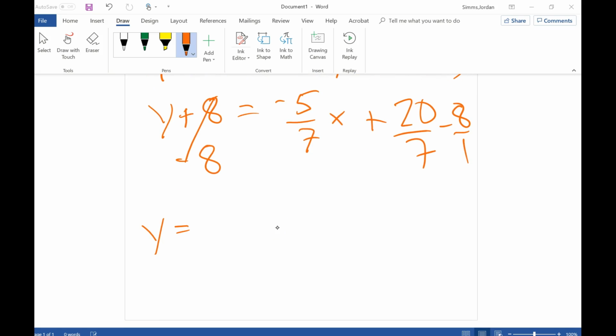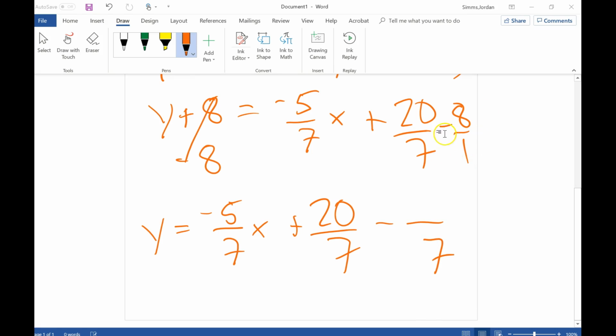So this is going to be y equals -5/7 x. Now the big deal here, I have plus 20/7. But remember, we need to make equivalent fractions here. I have to have a common denominator. So 7 and 1, well, the common denominator there is 7, of course. If I multiply this 1 by 7 to get 7, I multiply this 8 by 7 to get my equivalent numerator. So 7 times 8 is 56. Of course, this is a negative, because I'm subtracting it.